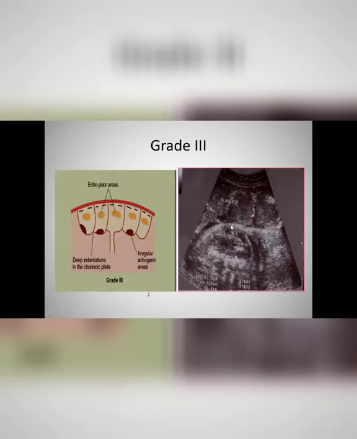First, placental grading. This is placenta grade 3. How did we find it is grade 3? Here the calcification is seen passing from the chorionic surface to the basal surface of the placenta. With basal calcification, the cotyledons are as if they are drawn by this calcification. So this is grade 3 placental maturity.